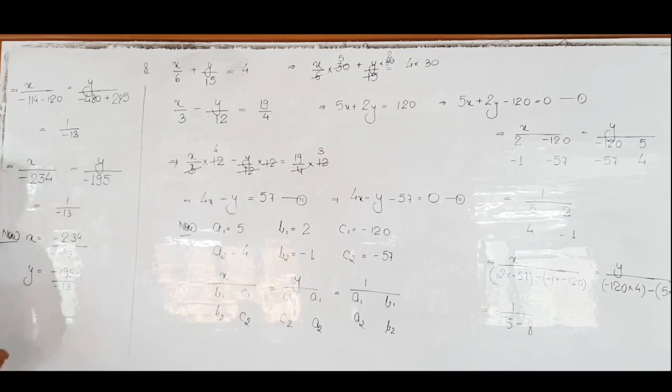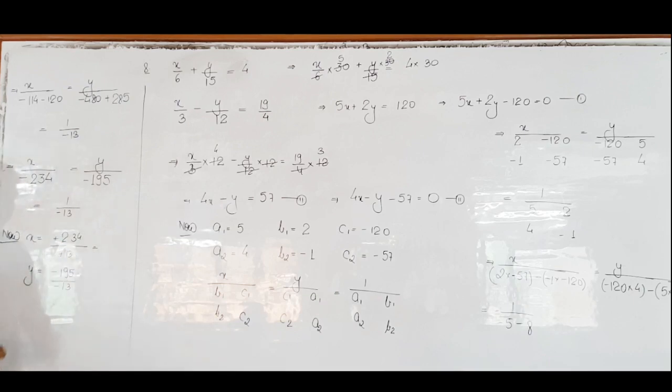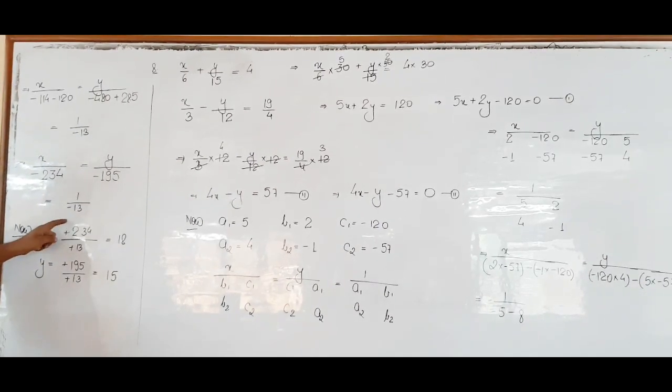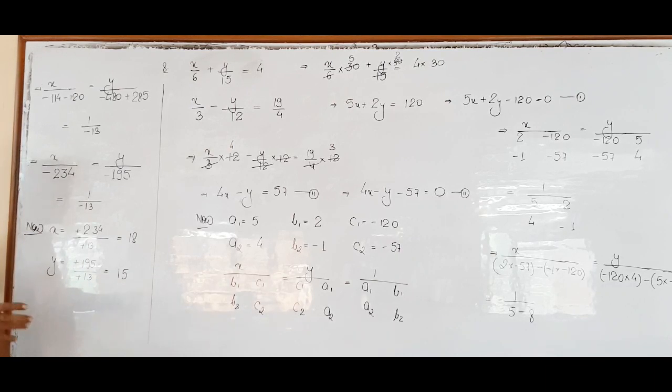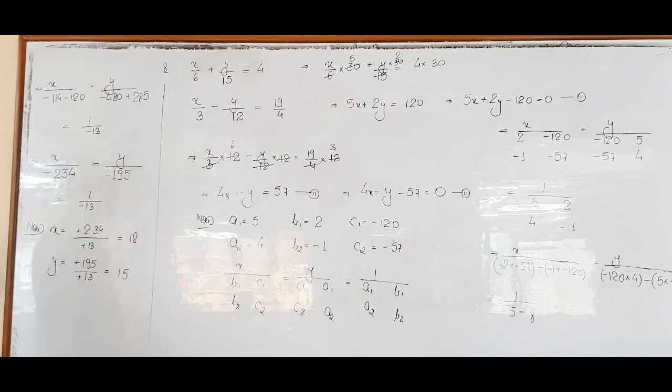So, minus minus is cancelled. We will divide it and we'll get the answer. So 234 by 13 is 18, 195 by 13 is 15. That's our answer. I think the process would be clear to everybody. If any confusion, just call me or send a pic on my WhatsApp.